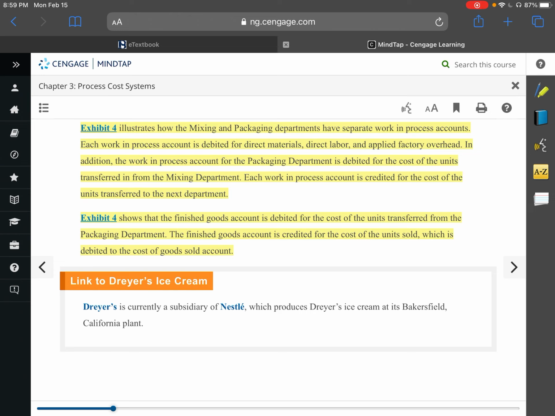So when we think about work in process, we're going to have different work in process accounts for each department. So you'd have one for mixing and one for packaging. Each work in process account is going to be debited for direct materials, for direct labor, and for applied factory overhead. So remember, in applied factory overhead, we used direct labor hours as our driver. Then also the work in process account for the packaging department is going to be debited for the cost of the units that are moved from the mixing department. So their work in process costs are going to be increased by the cost of the goods that move to them from the mixing department.